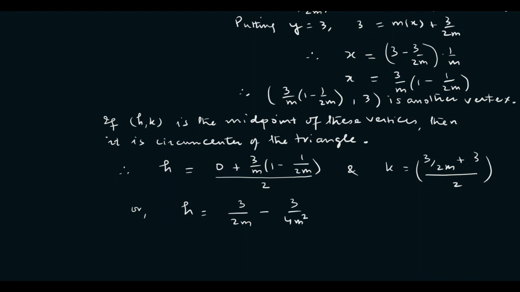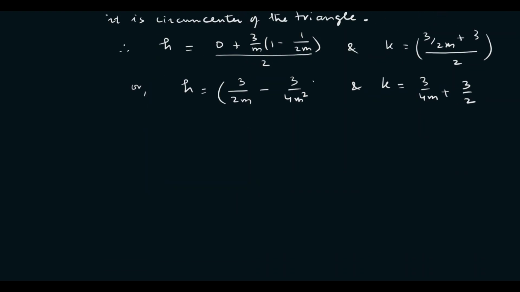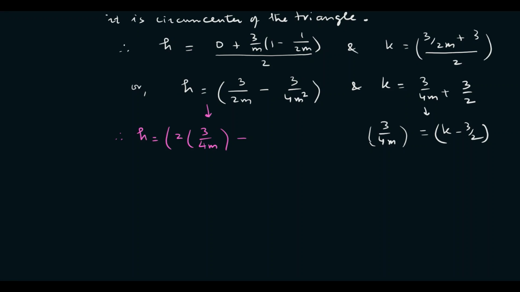We get this relation in the first, and we get 3 by 4m plus 3 by 2 in the second. Now the second one can be modified, like we can write this as 3 by 4m equals k minus 3 by 2, and the first one we bring in terms of 3 by 4m because we got that expression from the second equation. So I write h is equal to 2 times 3 by 4m minus (3 by 4m) whole square into 4 by 3, so that I can replace 3 by 4m from the first equation. So you put that value k minus 3 by 2 in place of 3 by 4m.